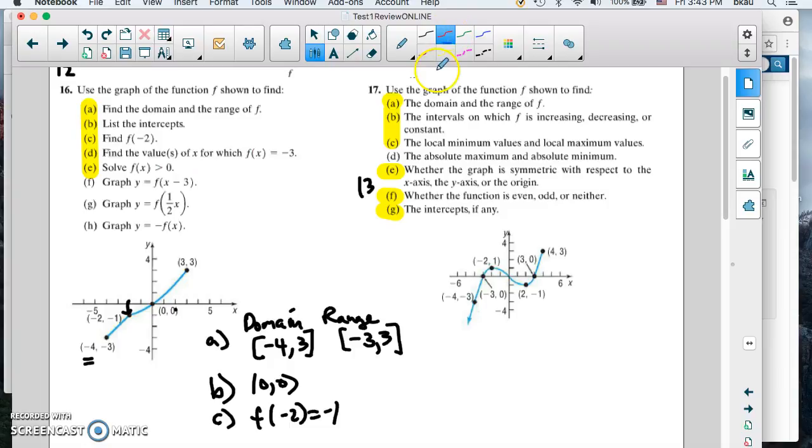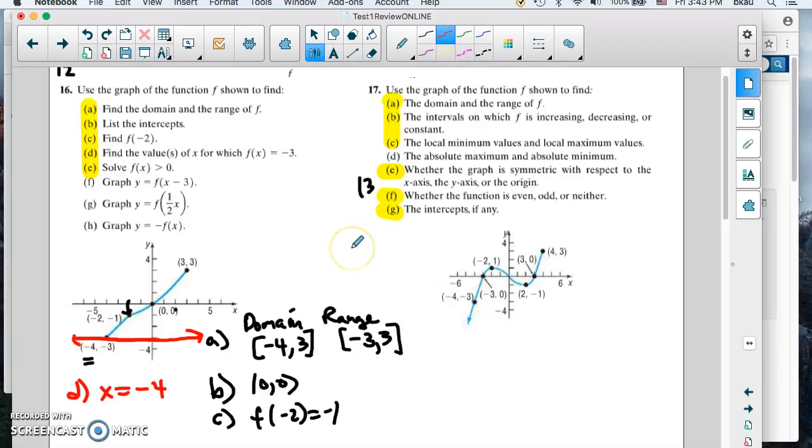D says find the values of x where the function equals -3. Well, I look at that as the y value has to be -3, so it has to be right here. So where is that function hitting this line? Well, it only hits the line once right here on that point. So part D on this one is only at -4. X equals -4. Now, if it happened at more points, then we would list all of them.